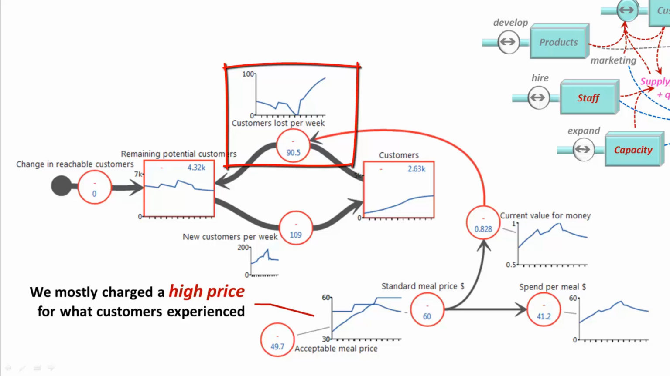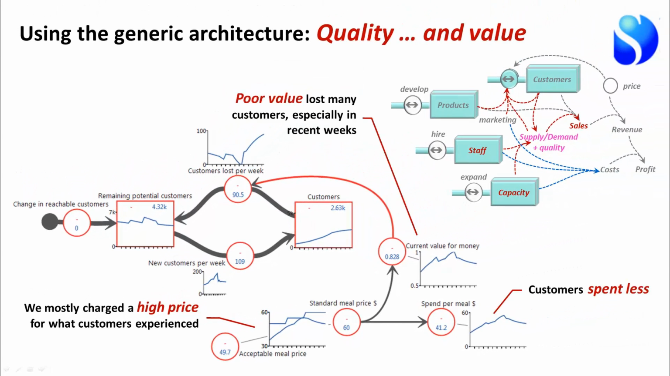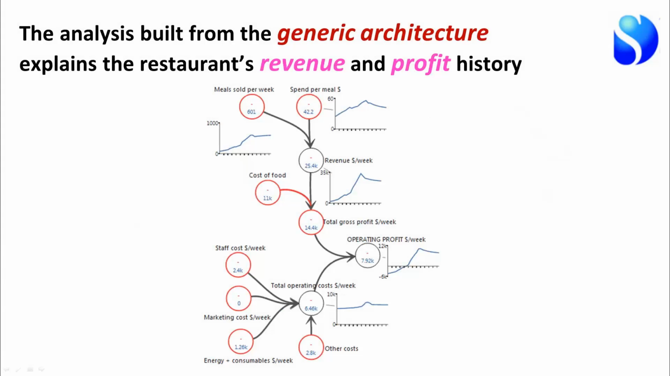So those are the two consequences of charging higher prices than people feel is okay. Down at the bottom right, we've got customers spending less because of poor value for money. And up at the top, we've got customers being lost because of poor value for money, especially in recent weeks. So here is the income statement diagram that we started with, and we've effectively completed a whole business model of this restaurant that explains what's happened to its revenue and its profit history.